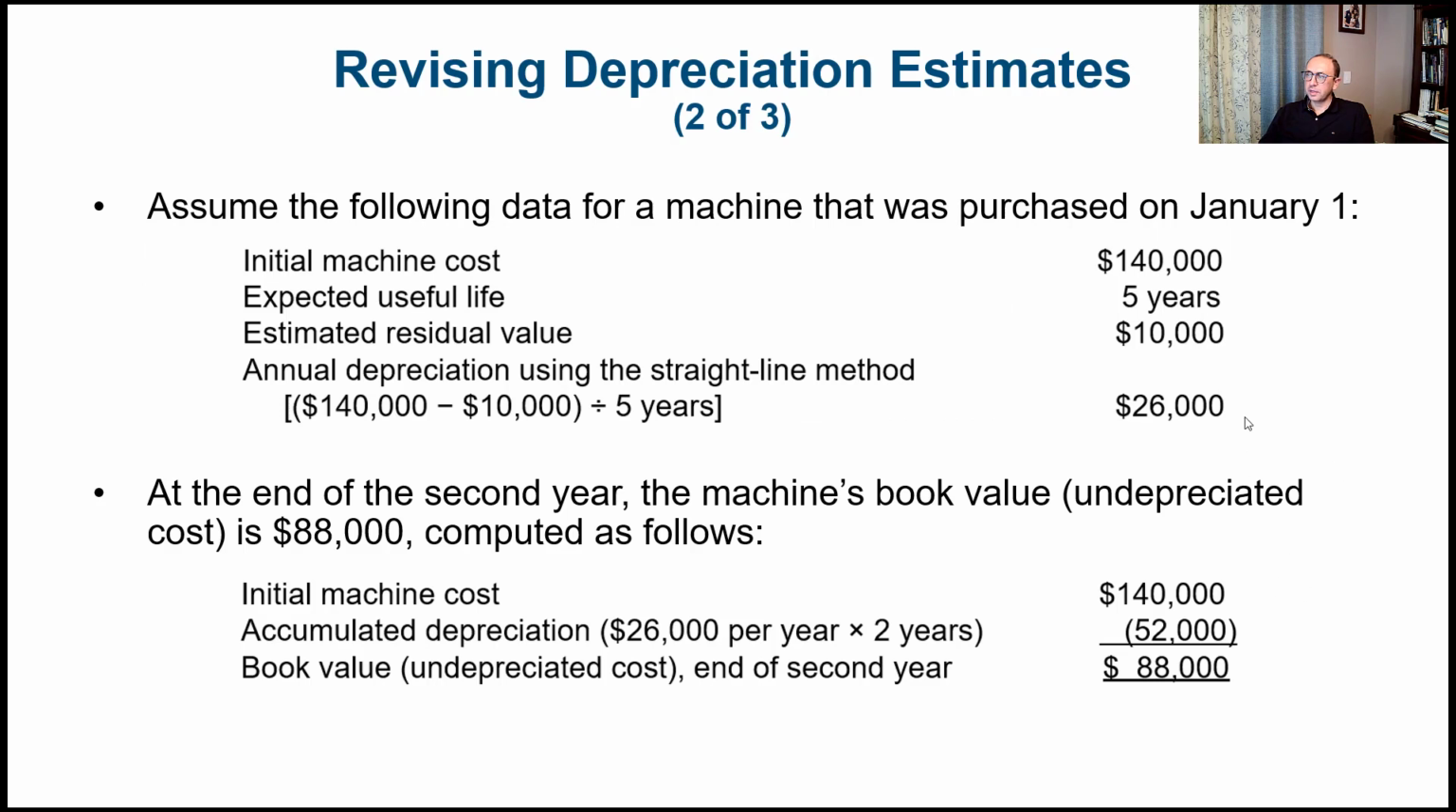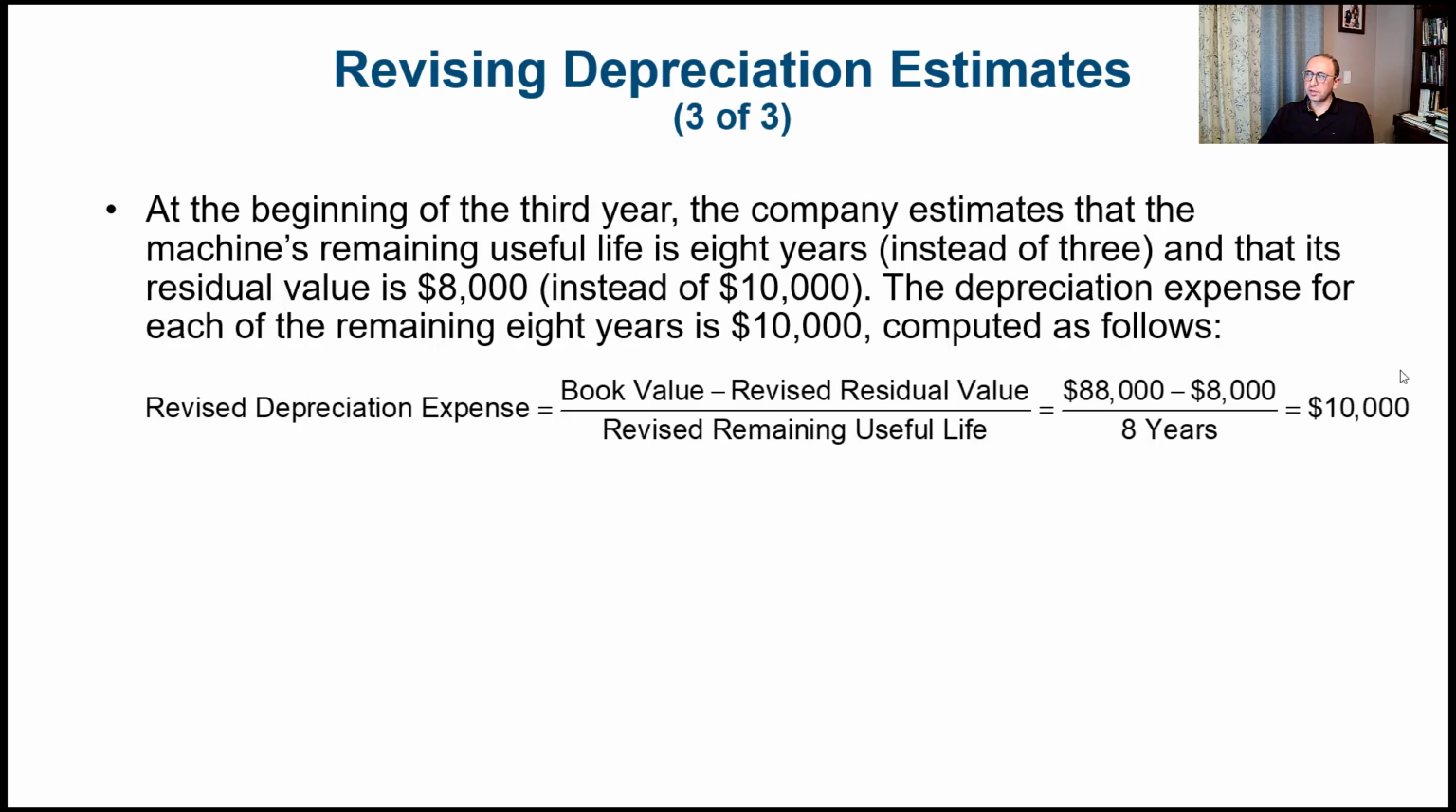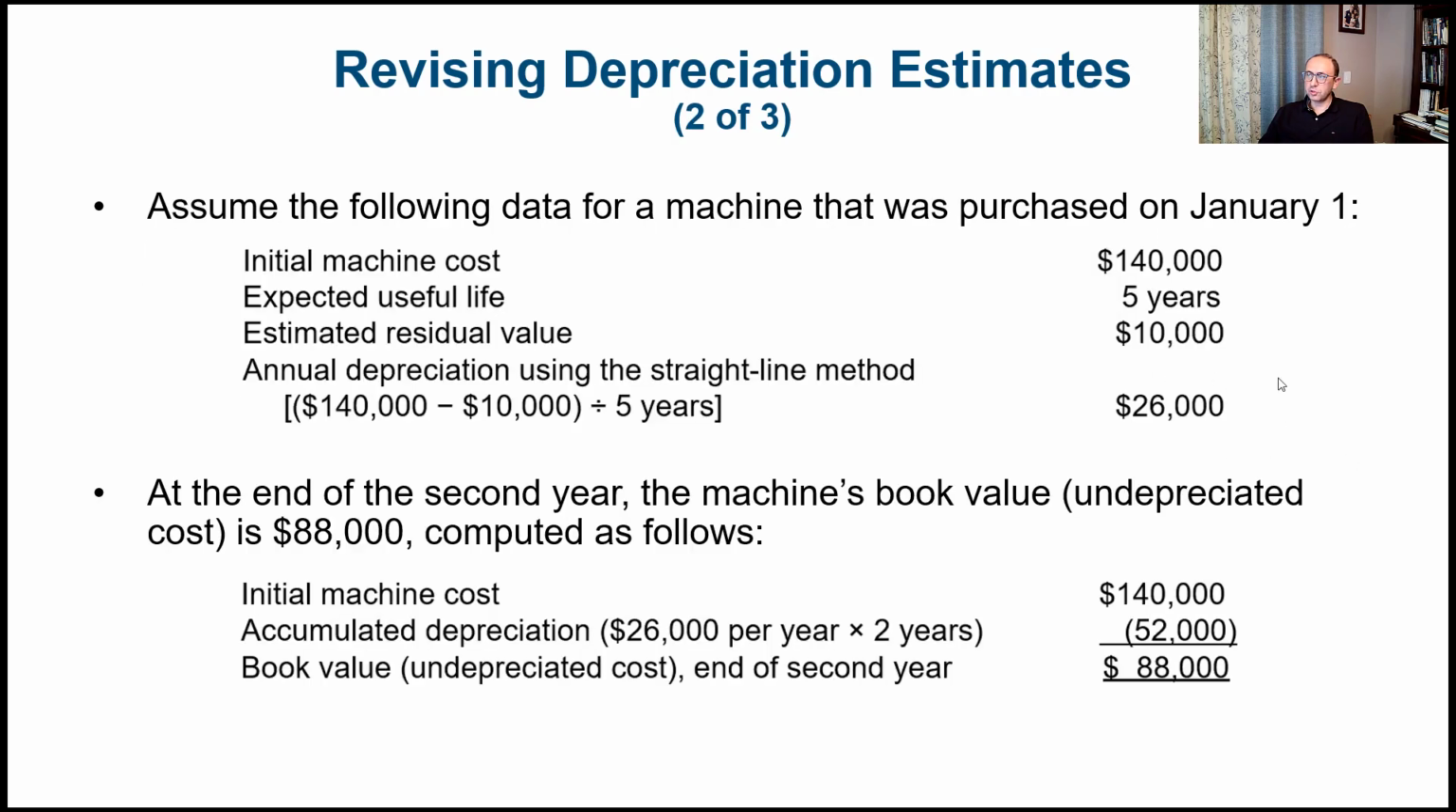So if we go back, it used to be $26,000 because it was only limited to 5 years. Now since we extended the useful life, it's going to go down to 10,000 per year. We are done with the first 2 years. So for the first 2 years it was 26,000, and then starting year 3 till year 10 it's going to be only $10,000.